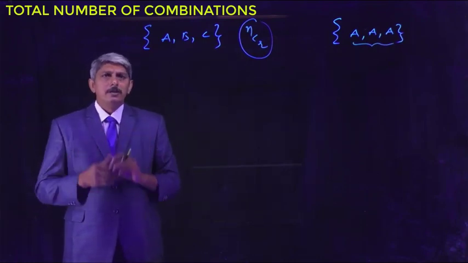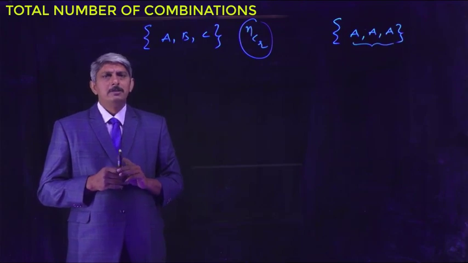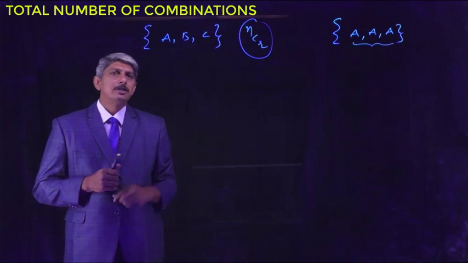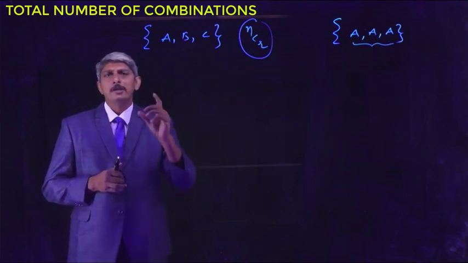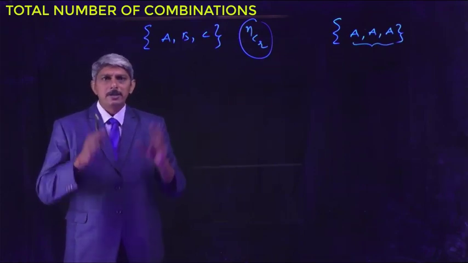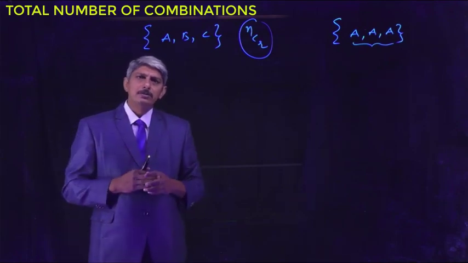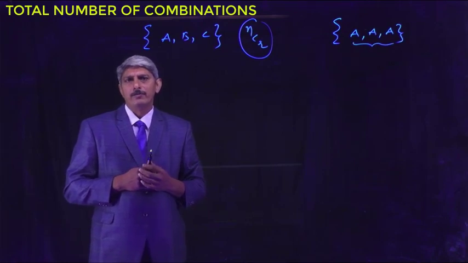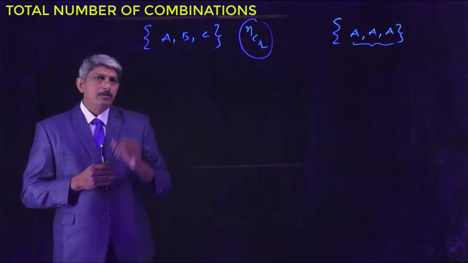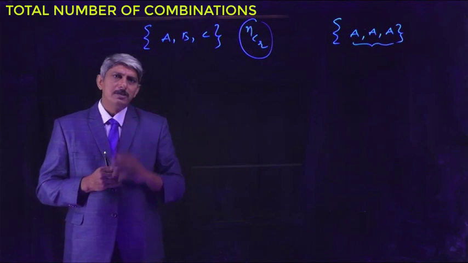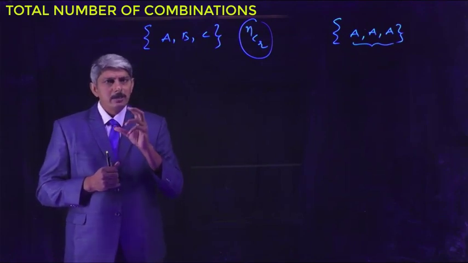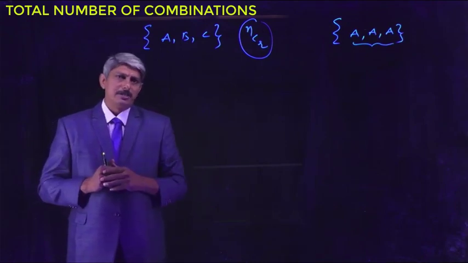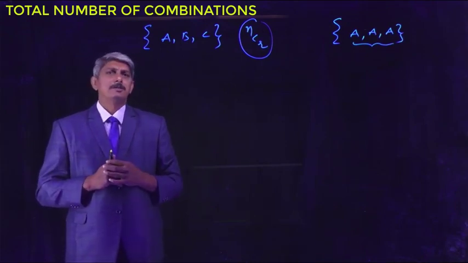Now here we discuss the number of ways of selecting r objects out of 3 distinct objects and out of 3 like objects. Is there any difference between these two? We find out the difference between these two. We already know that the number of combinations using n dissimilar things taken r at a time is nothing but the number of r element subsets.